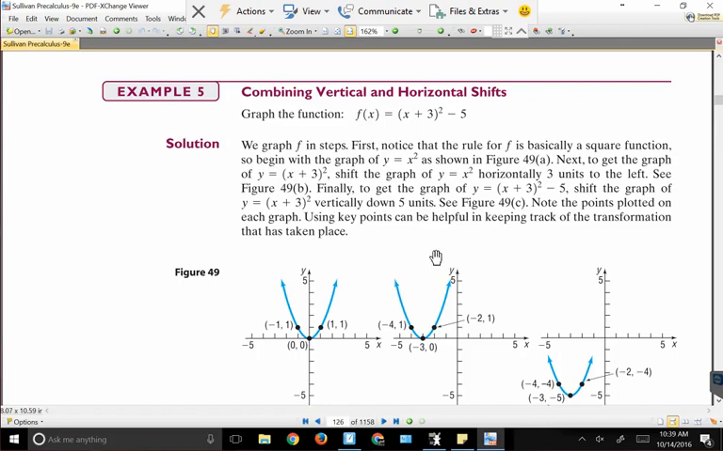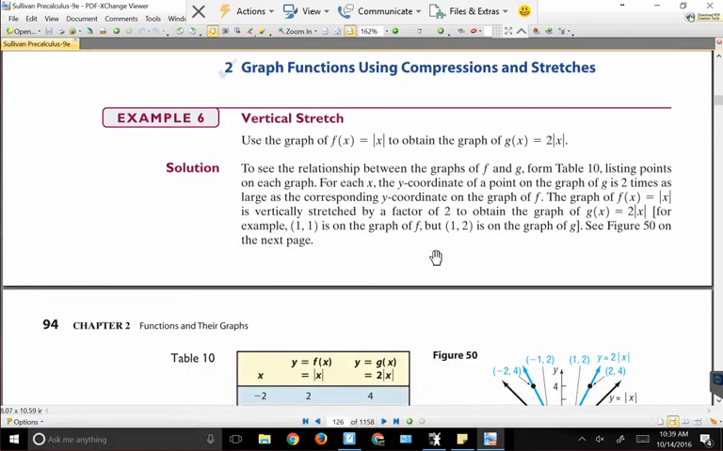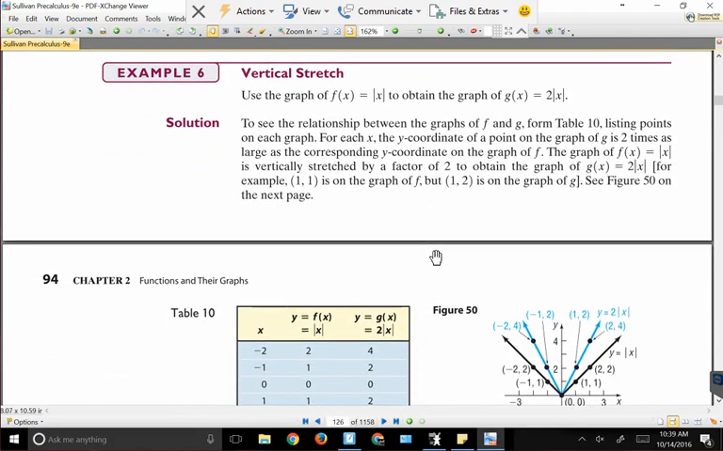This is the fun stuff. Stretches and compressions. Okay? Now, the weird thing about this is a vertical stretch can lead to a horizontal compression.